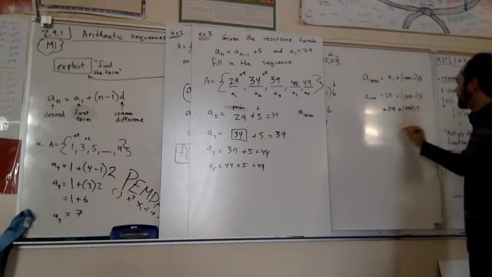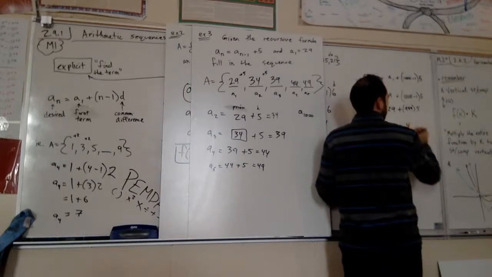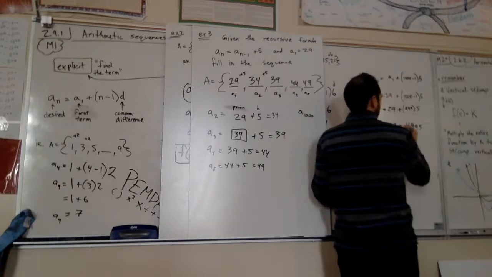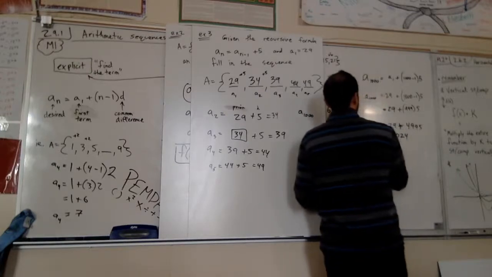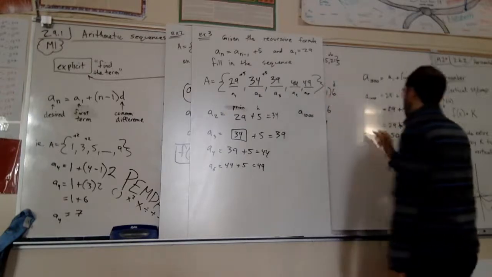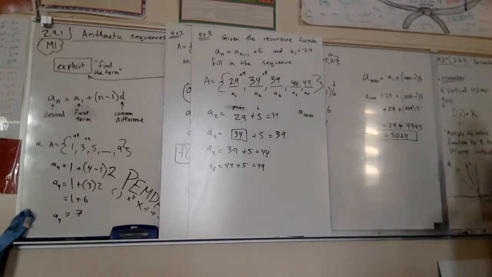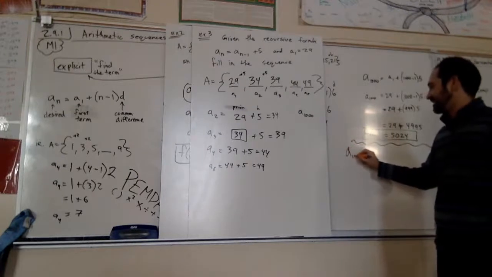999 times 5. 4,995. Plus 29 is 5,024. So that's the 1,000th term. I actually thought it'd take a little more work than that. I'm just curious now, and Simon's life will not be complete without this, so let's do 1,000,000.